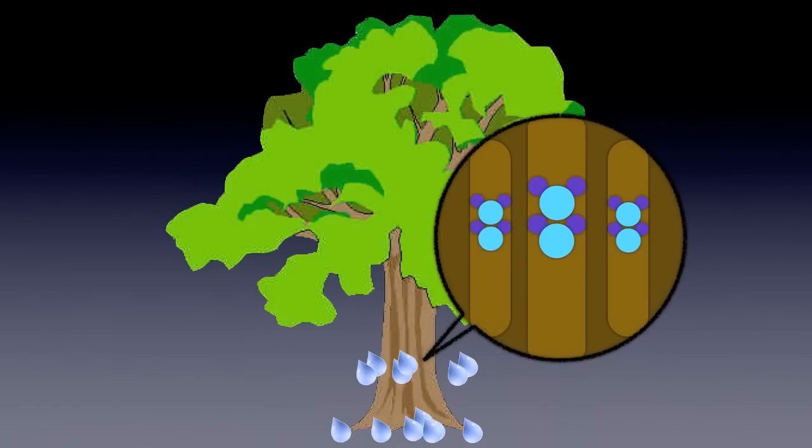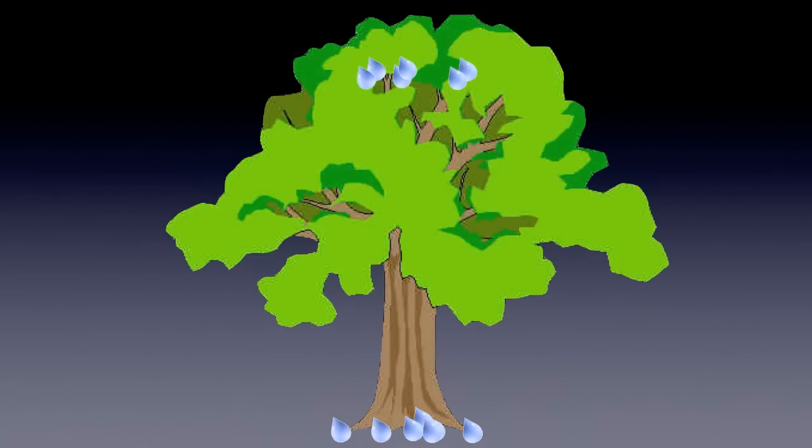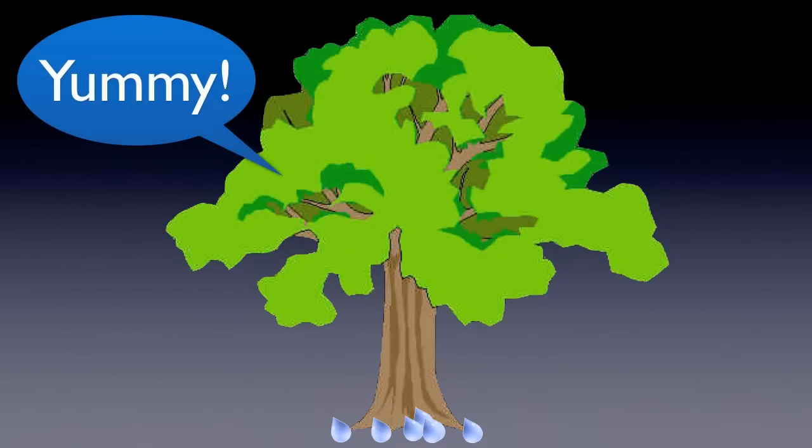Cohesion makes all the water molecules stick together throughout the entire tree so they don't mix with anything else, while adhesion makes the water molecules stick to other molecules inside the tubes and not fall back down to the roots. Using cohesion and adhesion and also evaporation, the water moves through the tree up into the leaves, giving the tree food.